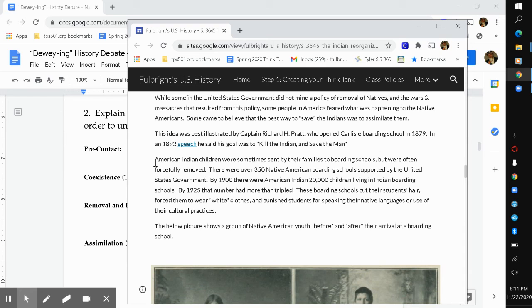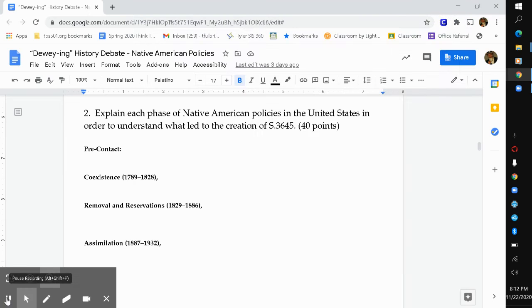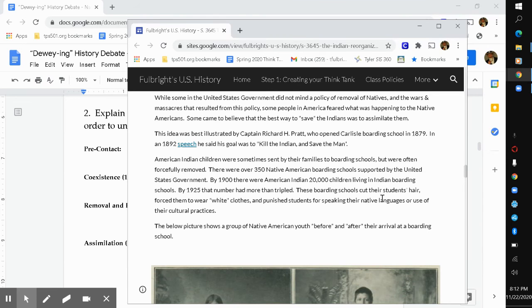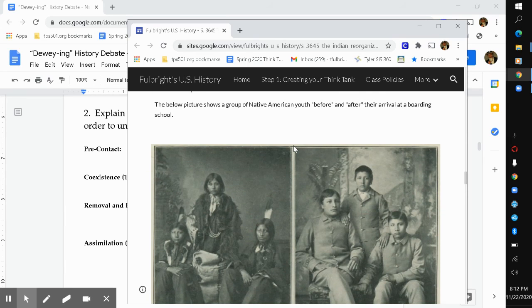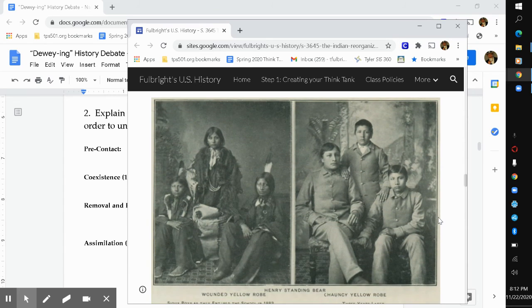American Indian children were sometimes sent by their families to boarding schools, but were often forcefully removed. There were over 350 Native American boarding schools supported by the United States government. By 1900, there were 20,000 American Indian children living in Indian boarding schools. By 1925, that number had more than tripled. These boarding schools cut the students' hair, forced them to wear white clothes, and punished students for speaking their native languages or using their cultural practices. These Native Americans would be beaten if they spoke their language. Children were horribly abused in these situations. And the goal was to, as General Pratt said, kill the Indian and save the man.